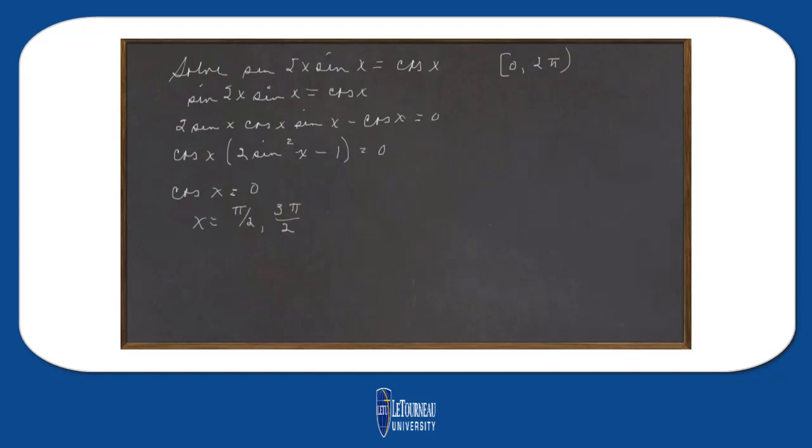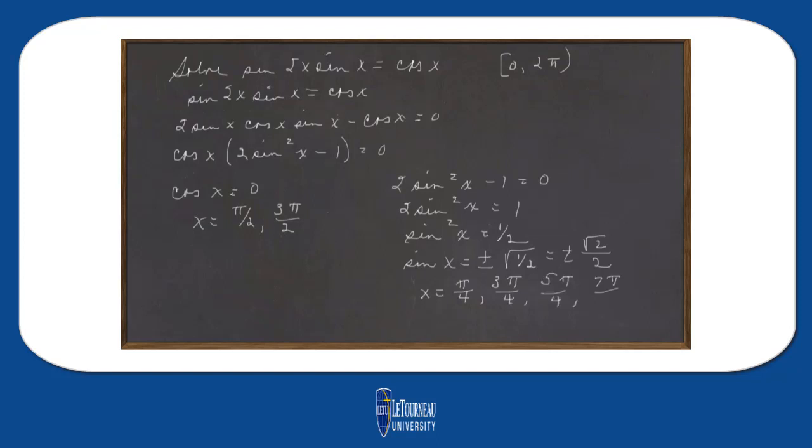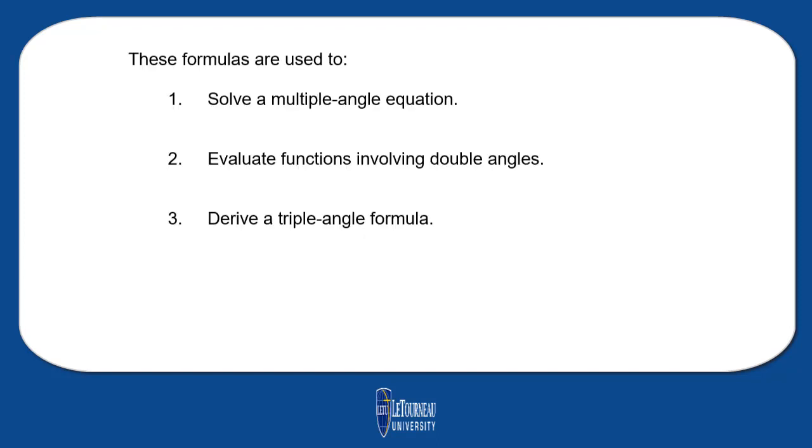Cosine equals 0, that's pi over 2 and 3 pi over 2. Then 2 sine squared x equals 1, so sine squared x equals half. Sine of x equals plus or minus the square root of 2 over 2. And so we have pi over 4, 3 pi over 4, 5 pi over 4, and 7 pi over 4.